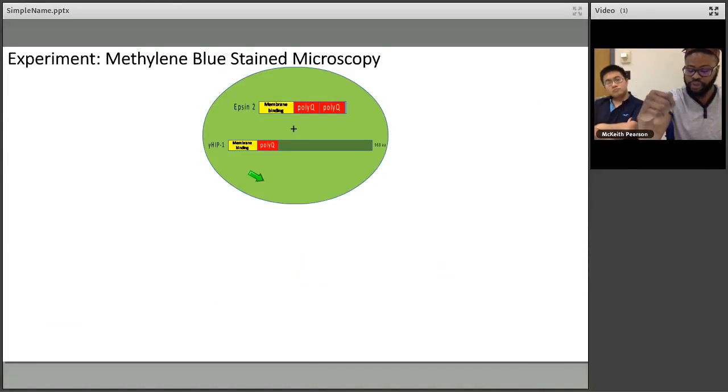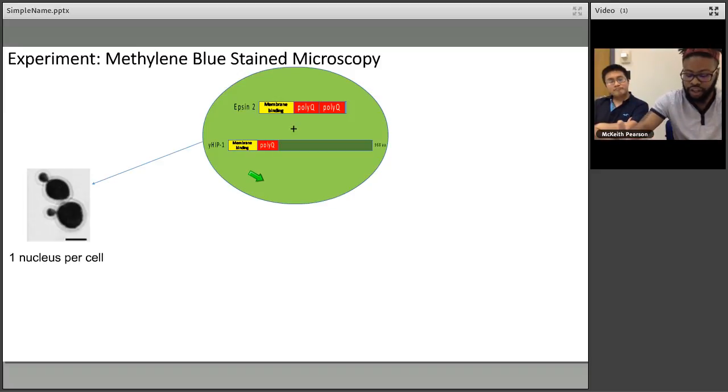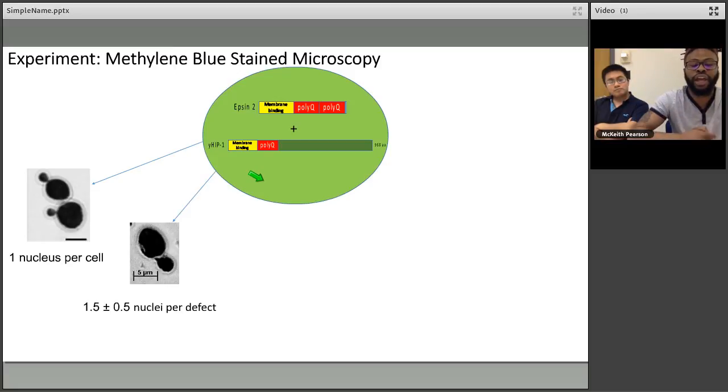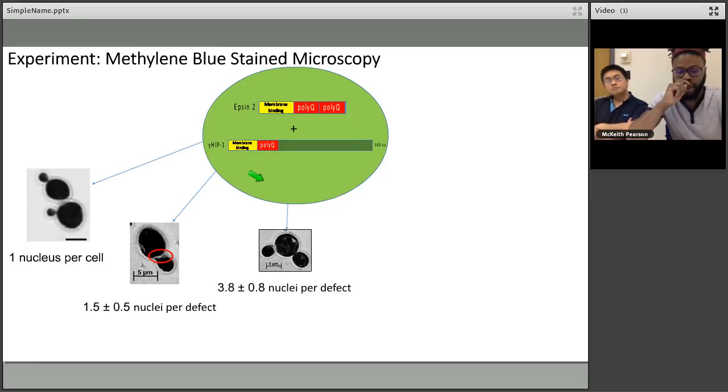Once we transform yeast with both proteins, we add methylene blue dye, which stains the interior of only dead cells, for methylene blue stain microscopy. Then we analyze each image we take. Combining each possible Epsin2 and yeast HIP1 truncation has given us 5 categories of cell division defects. First, obviously, is normal, which is 1 nucleus per cell. Then we have what we call type 1, which has 1.5 nuclei per cell. And then we have type 2, which is 3.8 nuclei per cell division defect.